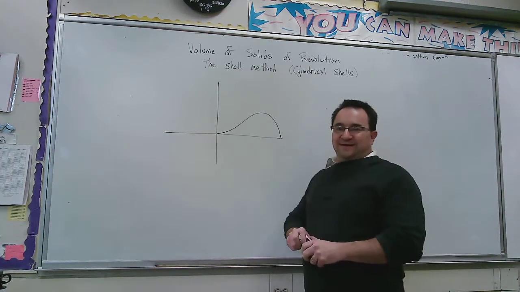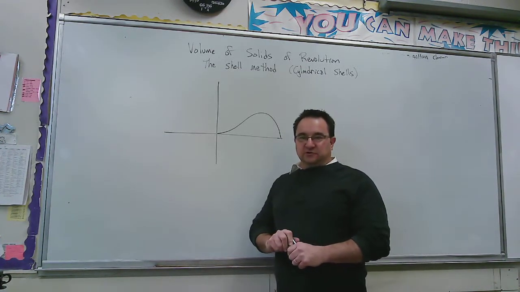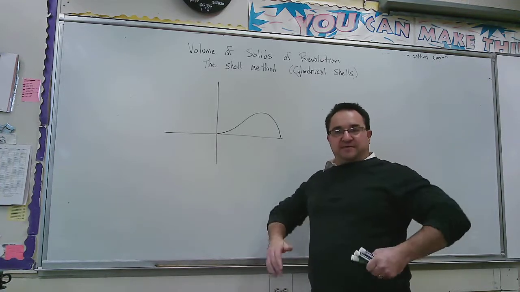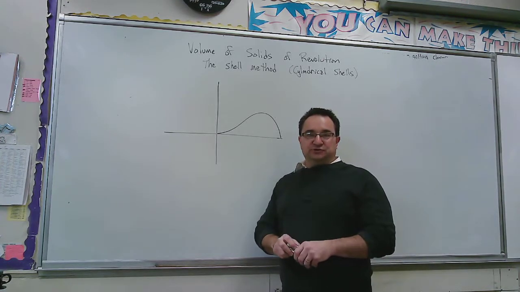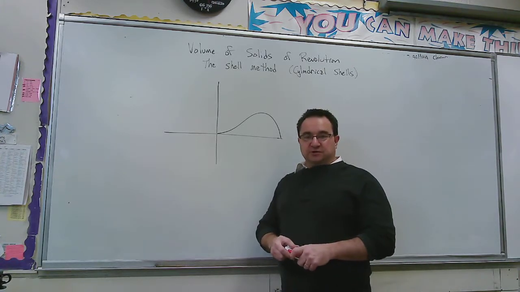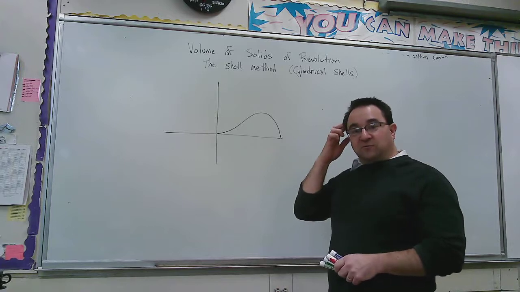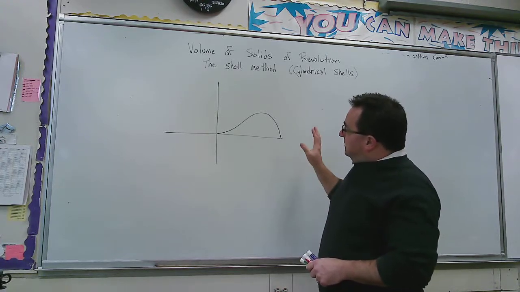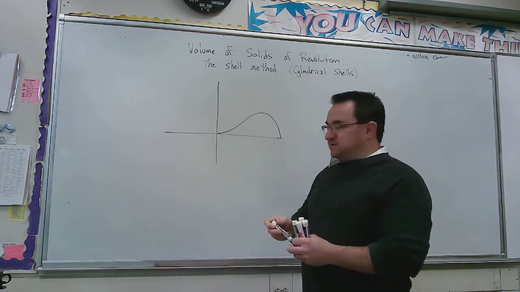We are continuing to find the volume of solids of revolution, but we're going to switch to a new method called the cylindrical shell method. Previously we've done discs and washers, so let me talk to you about why we would bother with this. We're going to spin this around the y-axis.